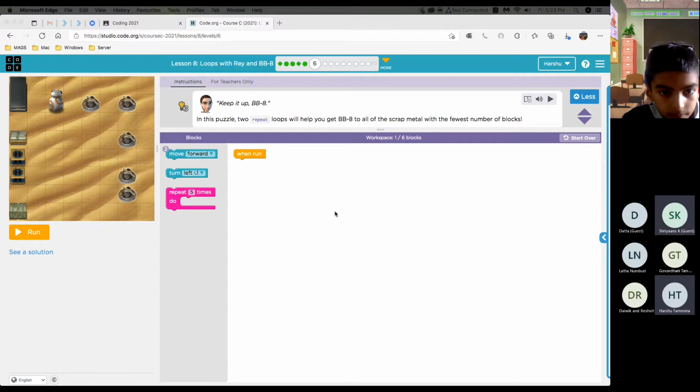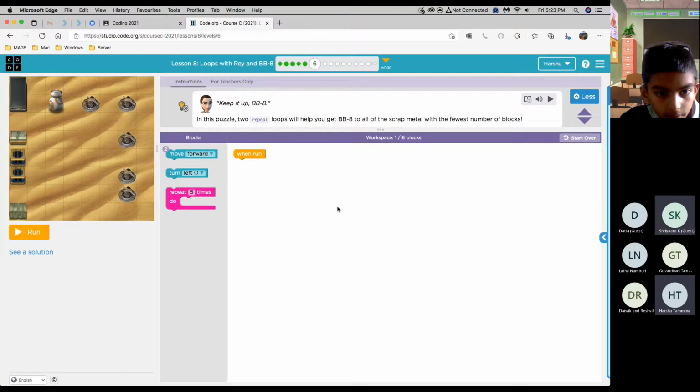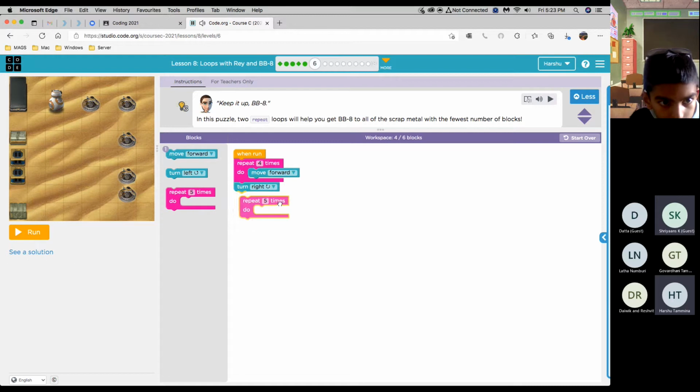I'll do it again. Okay. It's repeat 4 times and then a move forward inside of the repeat 4 times. And then take the turn left and then change it to a turn right. And then I repeat 5 times and then another move forward in the repeat 5 times. Okay. Does everyone else agree that's correct?